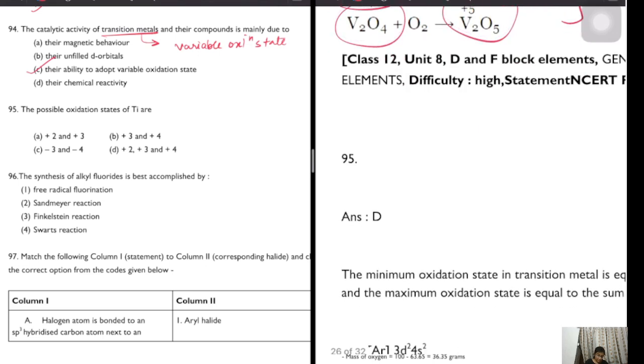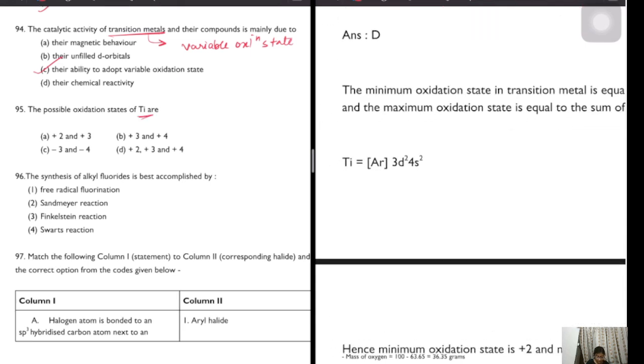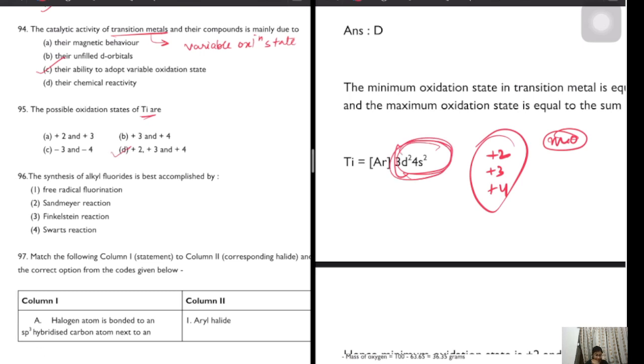Now in the next question, the possible oxidation states of titanium are... See, this is the configuration of titanium. So how many electrons could be removed? That is plus 2 obviously, and plus 3 and plus 4. This is what we can have. We take the possible oxidation states out of these: plus 2, plus 3 and plus 4. We are not asking what all can be, okay? What is given in the options, we have to select according to that, the most appropriate one.